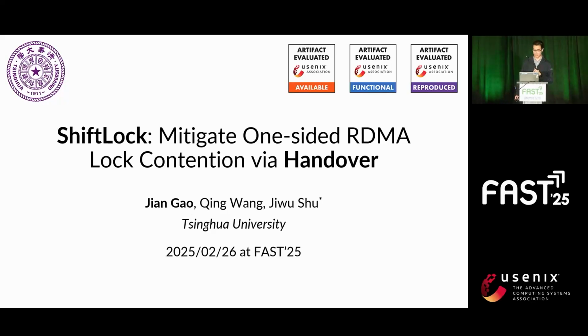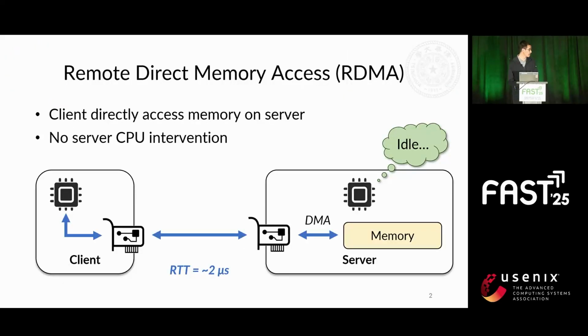It's my pleasure to be here to introduce ShiftLock, a work done in collaboration by me and my colleagues from Tsinghua University. As part of the hardware assist session, this work focuses on leveraging hardware features of RDMA to accelerate distributed lock protocols. So I will first need to give a brief introduction to the RDMA technology, because our paper is the only one in this conference that has RDMA in the title.